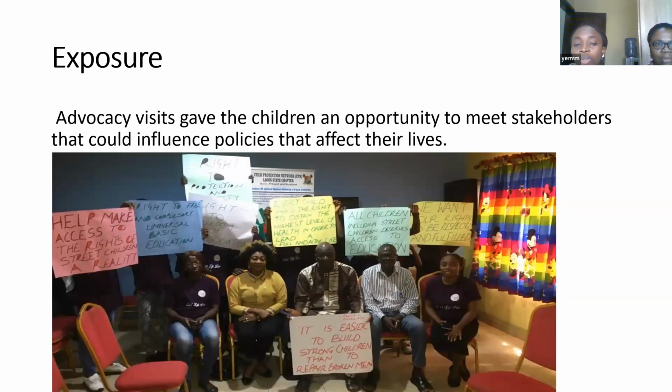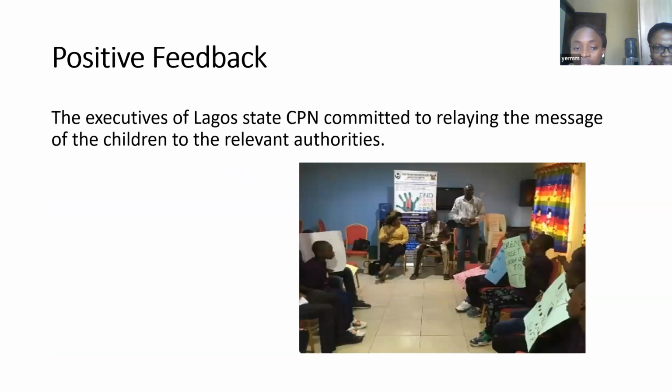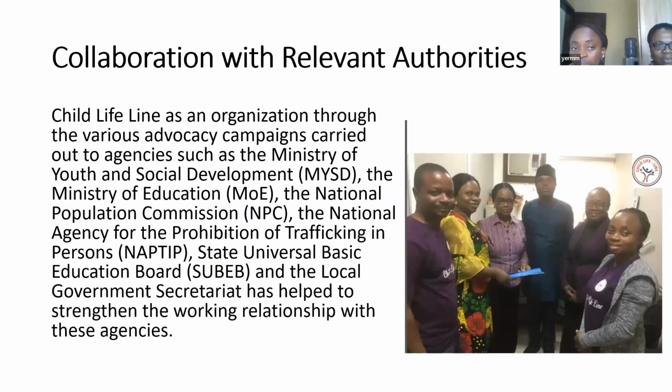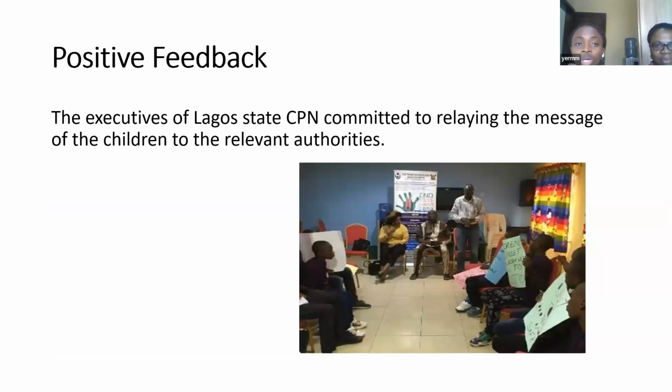Also, going out like this exposed the children to meet agencies and authorities that are concerned about their lives and their welfare. So it was not just about us talking to them about these people. It was more of them meeting these people themselves, to see that these are people that can actually influence change for them. So they went out on this particular occasion to meet them.